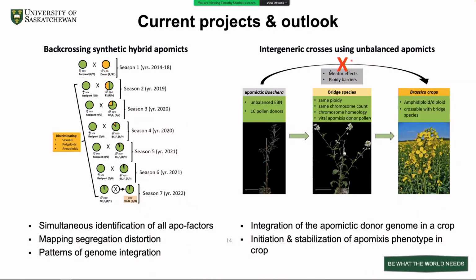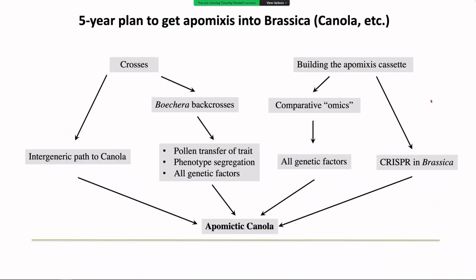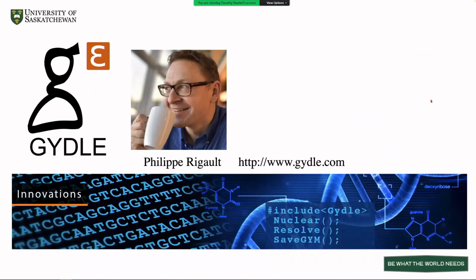The second approach we're taking, this is within Boechera, but then we're also crossing Boechera onto a bridge species. It's wasabi, actually, Diplotaxis, and we're trying to get apomixis into Diplotaxis, followed by the transfer into Brassica. The final part then is the apomixis cassette, and this is done with Philip Rigaud at a company called Geidel, which is in Quebec City.